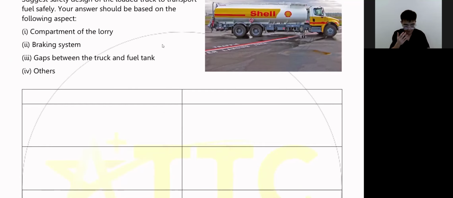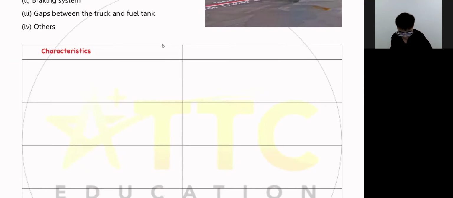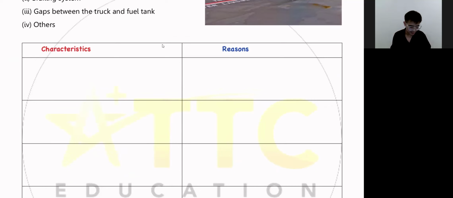For this one, again, it's also an essay question. Essay questions are every time the same. On the top left, you write characteristics, and on the top right, you write reasons. First, the compartment of the lorry.